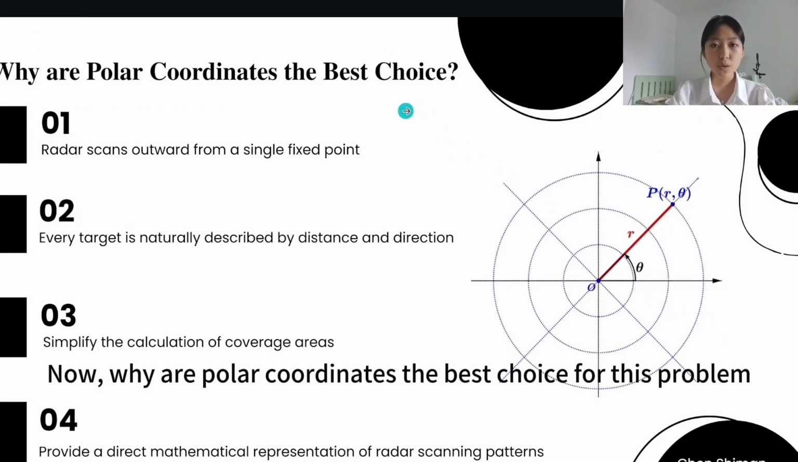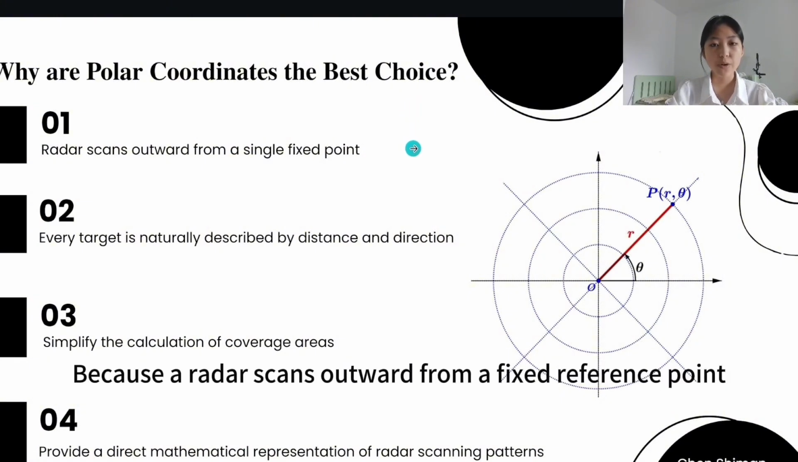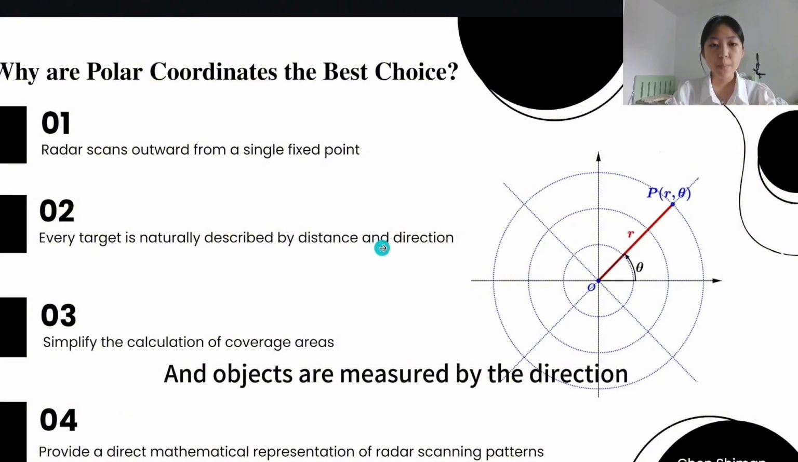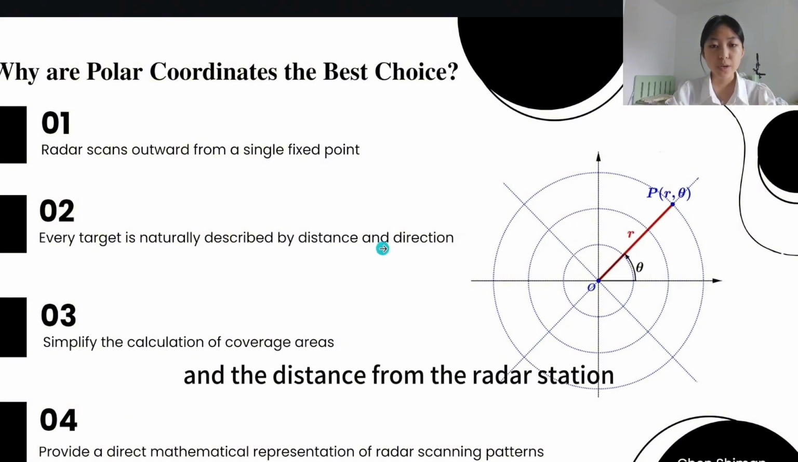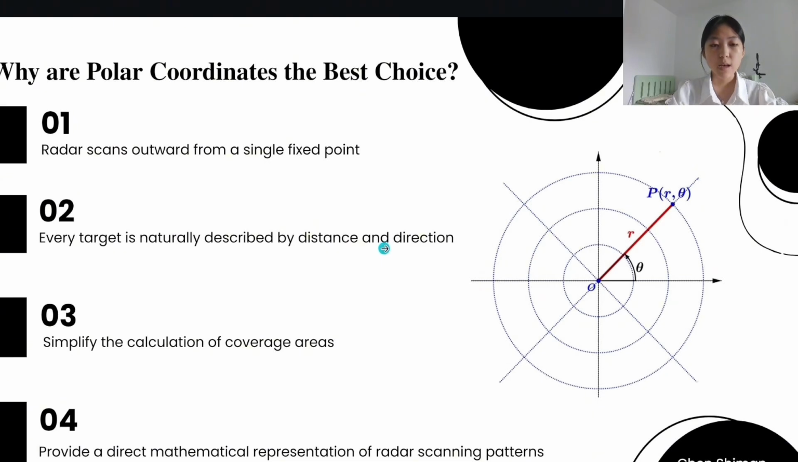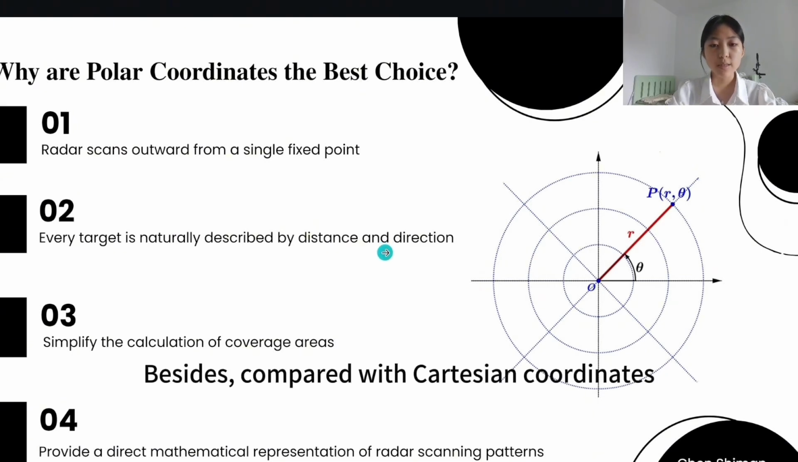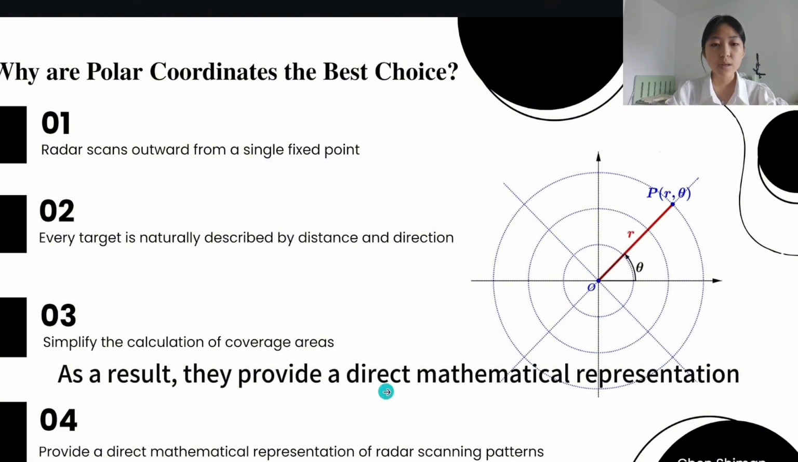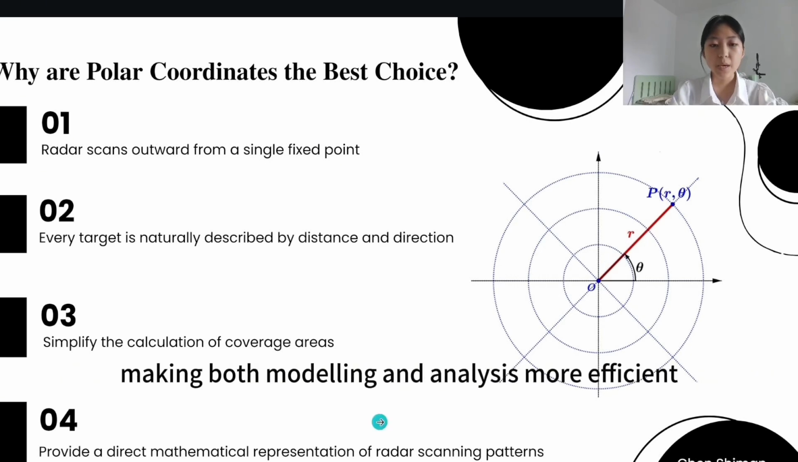Now, why are polar coordinates the best choice for this problem? Because a radar scans outward from a fixed reference point, which naturally matches the origin in polar coordinates. And objects are measured by the direction and the distance from the radar station, exactly the two variables used in polar coordinates. Besides, compared with Cartesian coordinates, polar coordinates simplify the calculation of coverage areas. As a result, they provide a direct mathematical representation of radar scanning patterns, making both modeling and analysis more efficient.